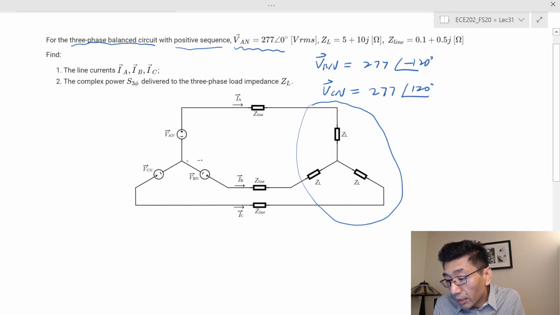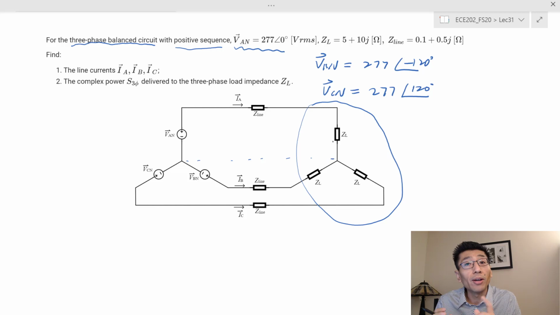So I could add another neutral line here. Therefore, that will not change the circuit. That means that will not disturb the circuit. The circuit will not feel anything. And so the IA, IB, IC, because this neutral line has zero current, right? That means these two neutral points, the source neutral and the load neutral point, have the same potential, right? The voltage difference is zero.